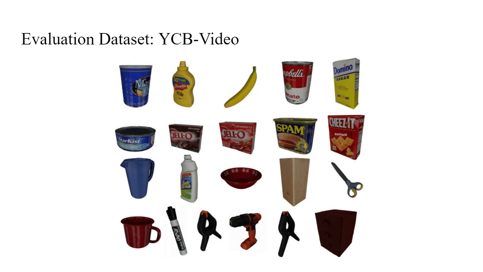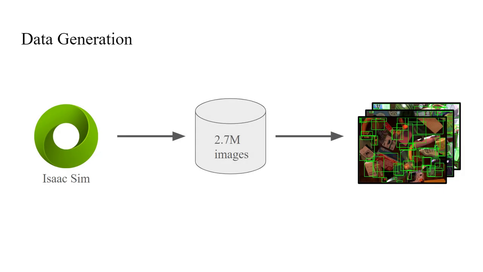We evaluate our results on the YCB video dataset, which contains 21 different indoor objects. In order to generate synthetic data, we leverage Omniverse Isaac Sim, which contains a photorealistic real-time ray tracing renderer to generate 2.7 million images of the YCB objects in different configurations. In order to mitigate false positives, we also add distractor objects from other datasets such as Objaverse, Google Scanned Objects, and the Omniverse Asset Library.